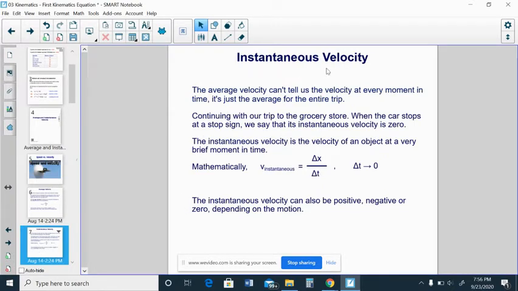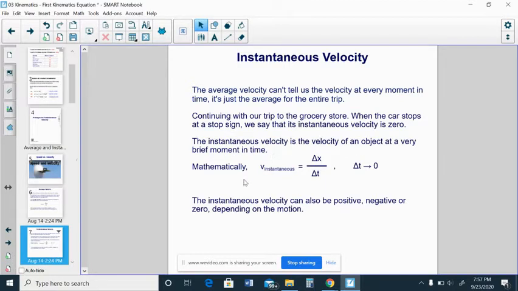Instantaneous velocity, on the other hand, is different from average velocity. The average velocity can't tell us the velocity at every moment in time. It's just the average for the entire trip. So continuing with our trip to the grocery store, when the car stops at a stop sign, we say that its instantaneous velocity is zero. So that is the velocity in that very moment. The instantaneous velocity is the velocity of an object at a very brief moment in time.